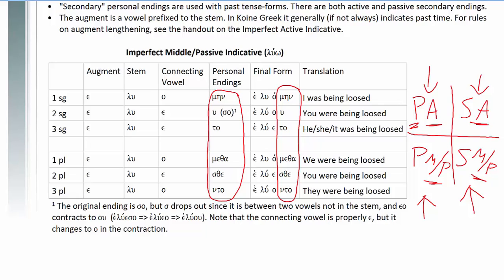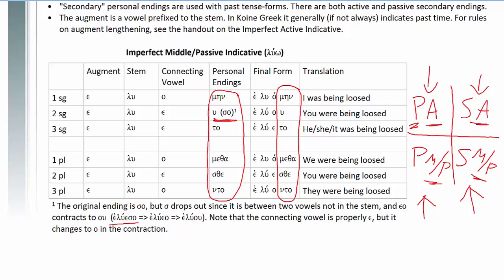However, notice that the secondary singular form, just like sai in the primary middle passive, it's going to contract as well because that sigma just causes problems. Whenever you have sigma beginning a personal ending, it's usually going to cause some sort of issue.